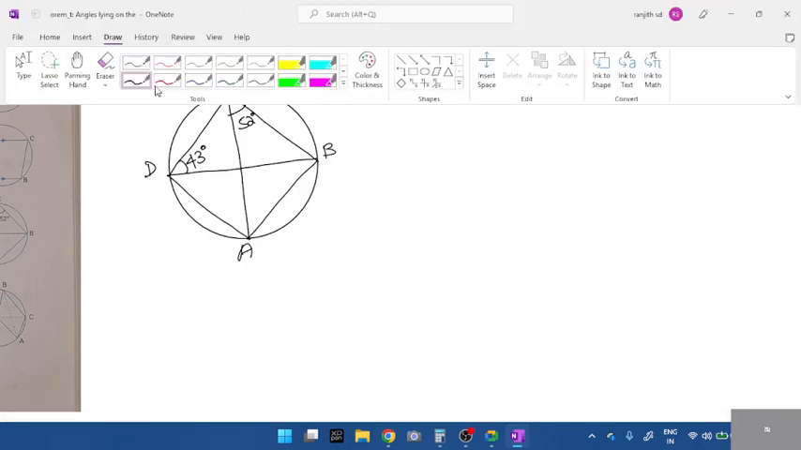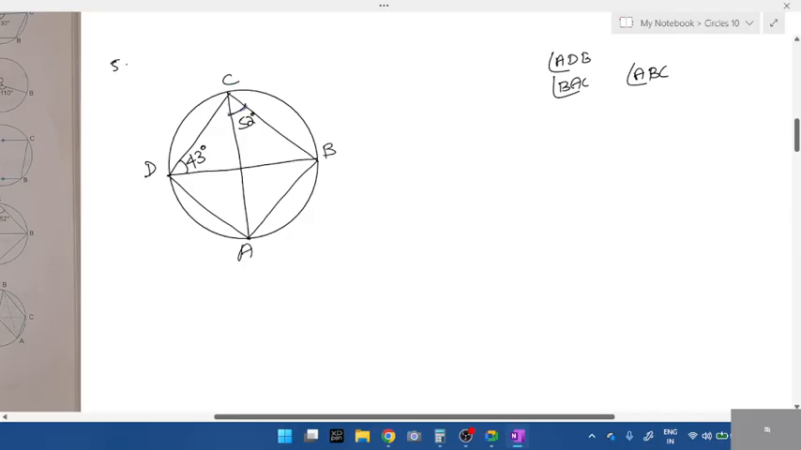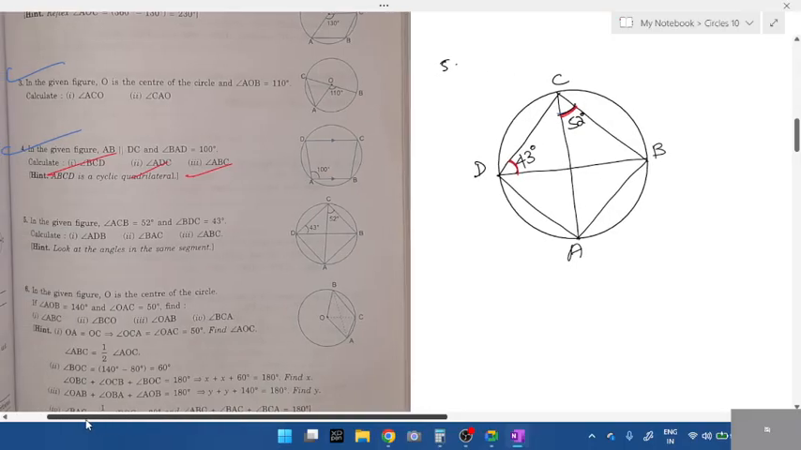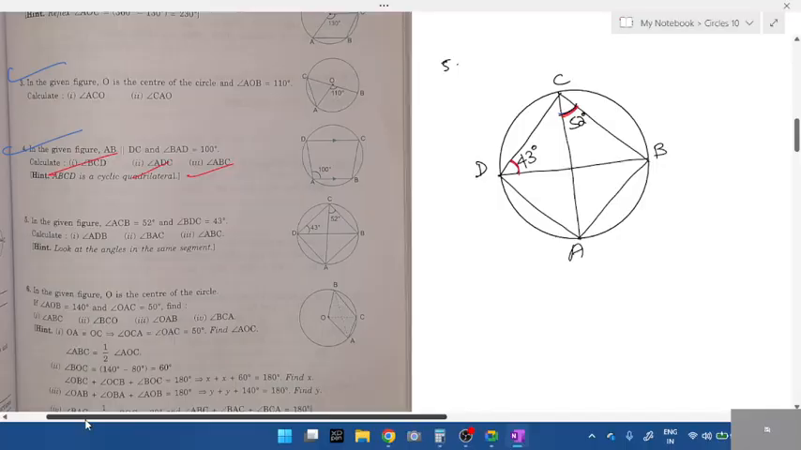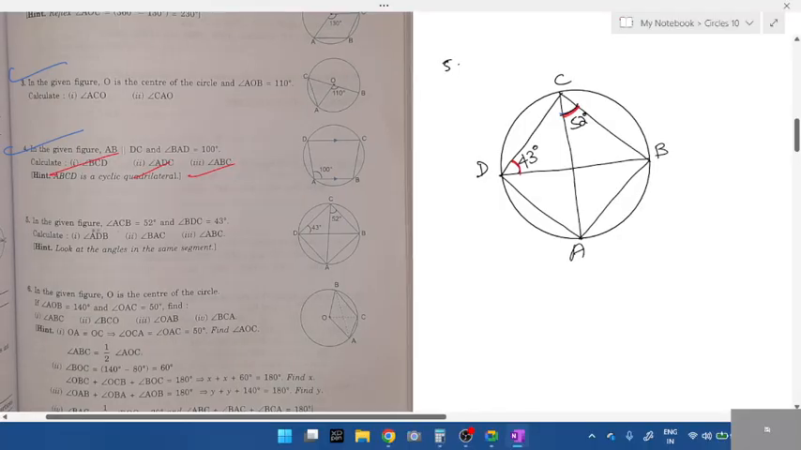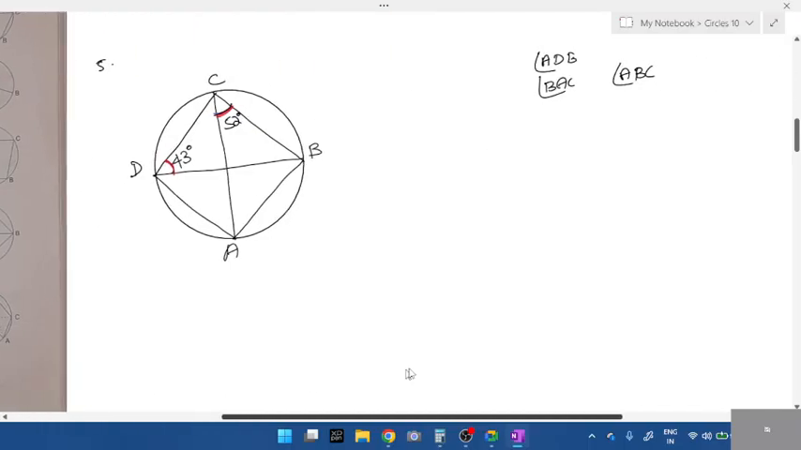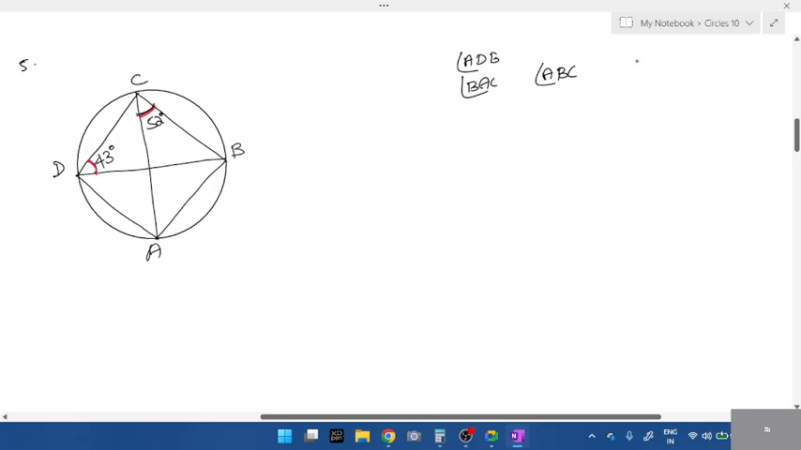First thing, look here. I'll explain. What did I tell you? Is any center mentioned here? Center in the question? No, there is none. If center is not given, can we apply angle at center is equal to twice the angle at circumference? Not possible. Then what's the second theorem? Angles on the circumference are equal, angles lying on the same segment.